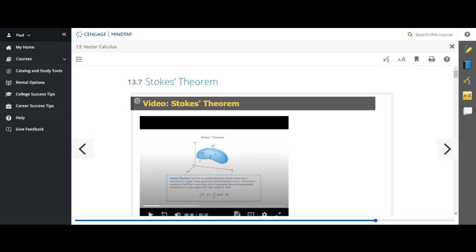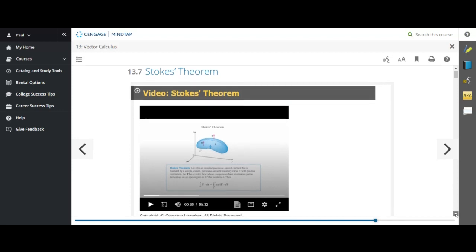But the thing is, we're restricting ourselves with Green's theorem to vector fields in two-dimensional space in the XY plane. Well, what if you had a closed curve, a closed path C, in three-dimensional space, and you wanted to find the work that the vector field does in moving the particle once around that closed path? To do that, you have to use a theorem called Stokes' theorem. And that's what section 13.7 covers.